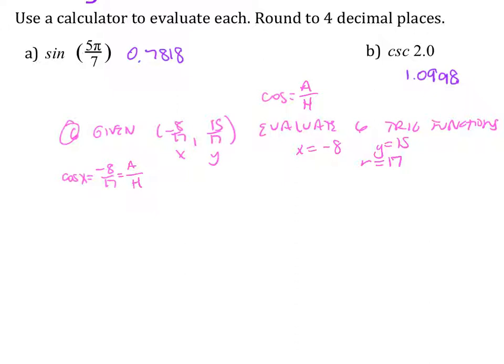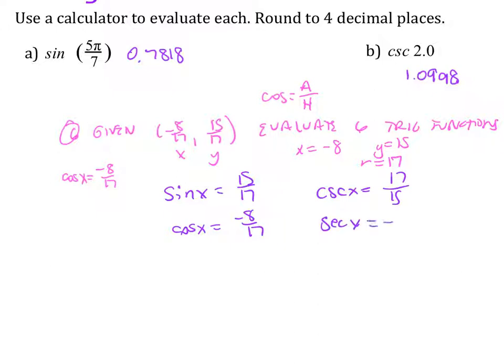And so again, hopefully you're remembering some of this from last year. And so let's go ahead and evaluate the 6 trig functions here. So sine of x, we know, is 15 over 17. Cosecant of x, which is a reciprocal, is 17 over 15. Cosine of x, we're given -8 over 17. And then secant of x is a reciprocal, -17 over 8.